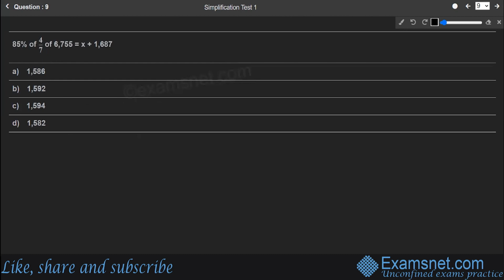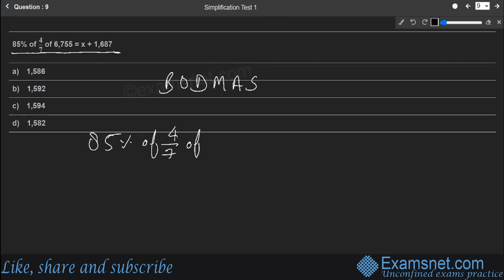Now we have a question, a mathematical expression. 85% of 4 by 7 of 6755 is equal to x plus 1687. Obviously, we're going to stick to the rule called BODMAS. The expression is 85% of 4 by 7 of 6755 is equal to x plus 1687. That is the expression given to us.